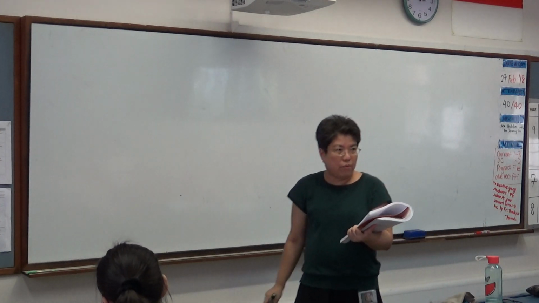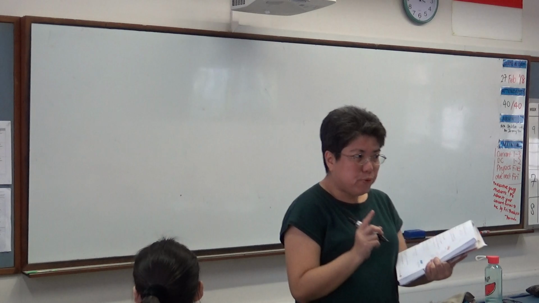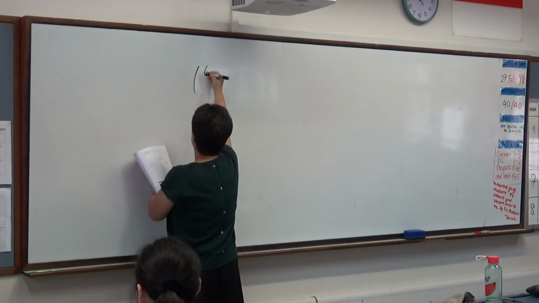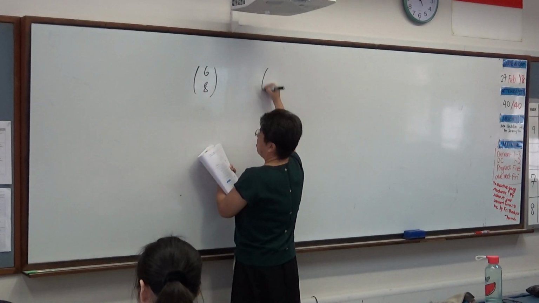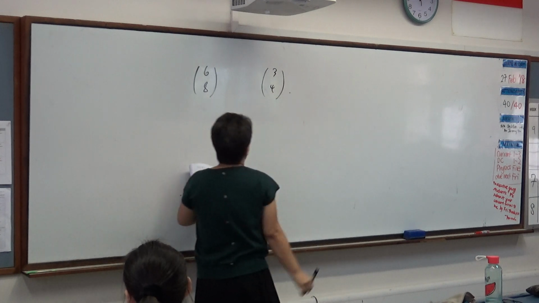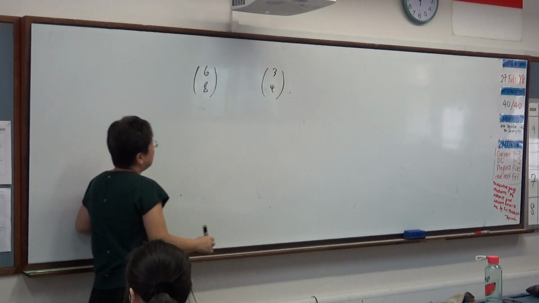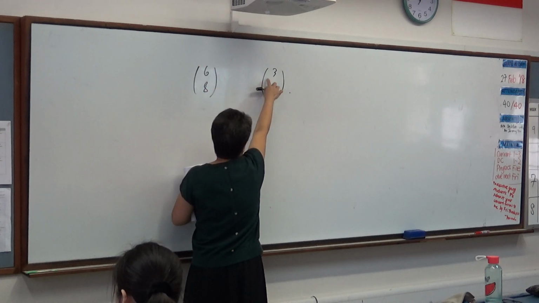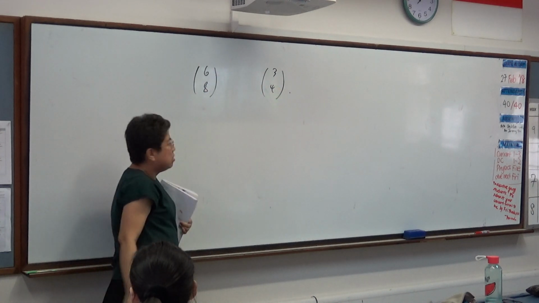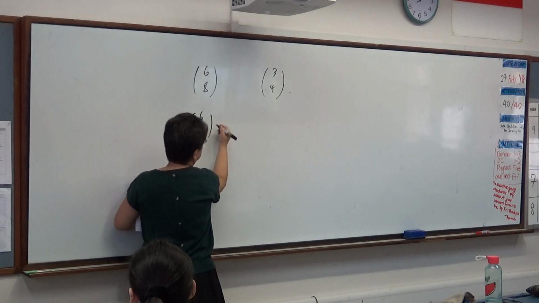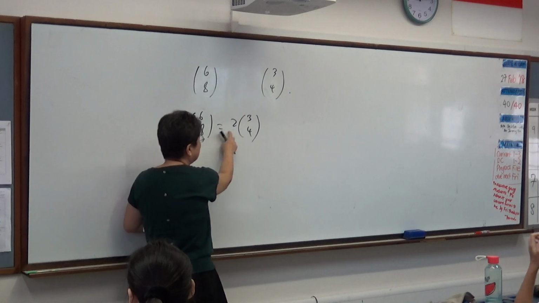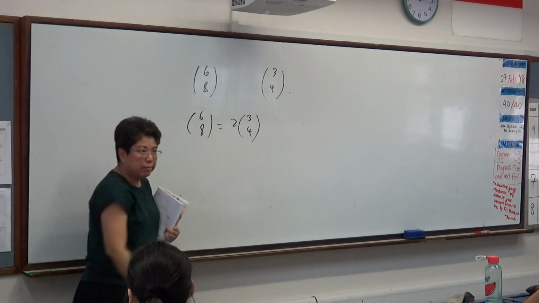Example 12. Now this one looks simple, but when it comes to proving, everybody doesn't know how to prove. State which of the following pairs of vectors are parallel. Okay. You look at this one: 6, 8, and 3, 4. Do you agree that this one times 2, I get here, right? That means 6, 8 is actually 2 times 3, 4, right? Since this is a scalar multiple, these two are parallel, right?